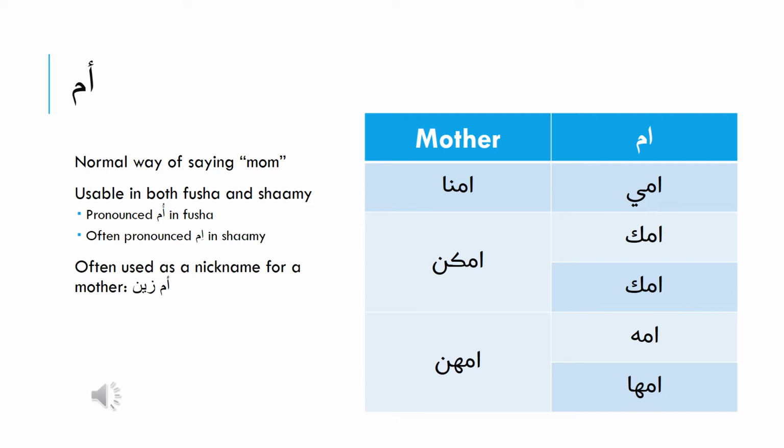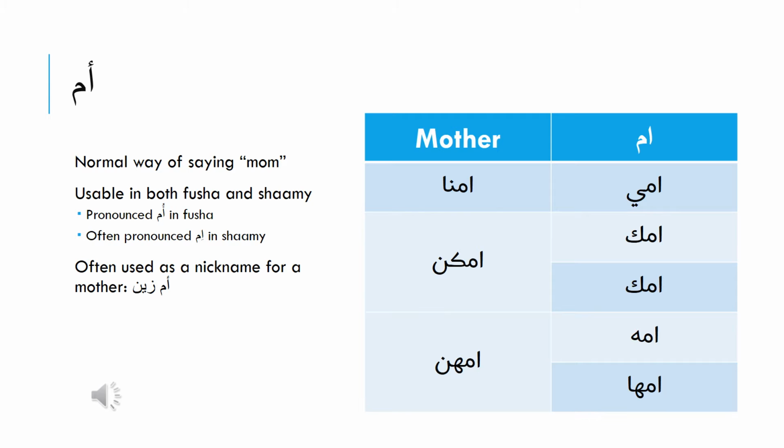Umm is the word that's used most commonly for mom. It's used in both Fusha and Shaamy Arabic. In Fusha it's pronounced umm, and like many Shaamy words, the Dhamma from Fusha turns into the Kesra in Shaamy, so it's pronounced imm. Notice that it's often used as a nickname for a mother. So my son's name is Zain, and my wife could therefore be called Im Zain as a nickname, what's called a kunya.